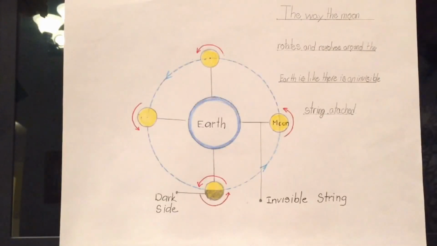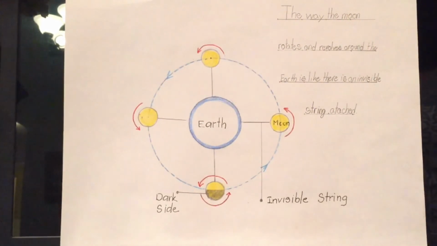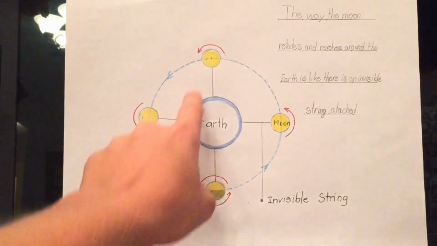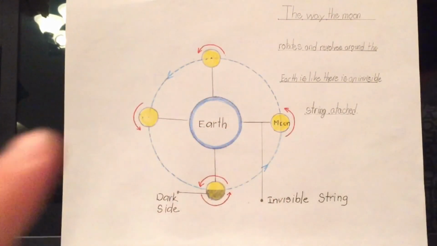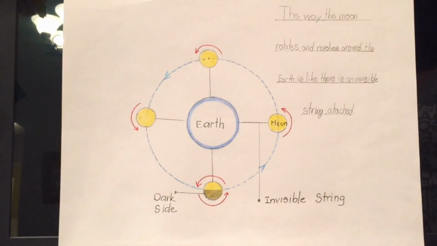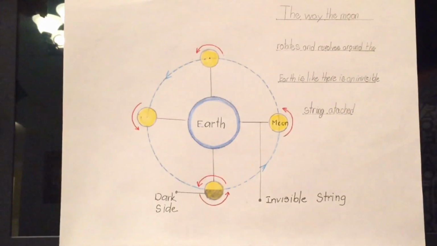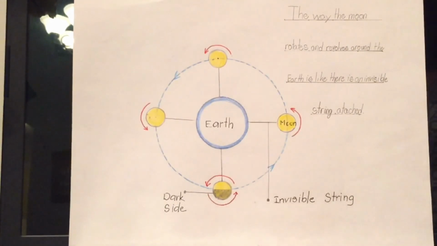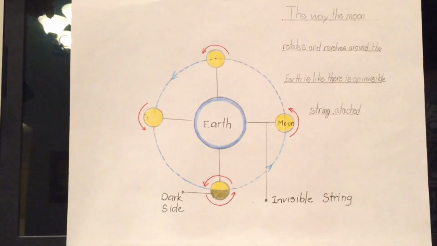Like I was saying before, this is an example of how the moon rotates and makes one revolution around the earth. But, just an example, these lines right here, 1, 2, 3, 4, represent invisible strings, because we only see one side of the moon, and that's like having an invisible string attached to the earth and the moon. Because the way the moon rotates and revolves around the earth is like there's an invisible string attached to it.